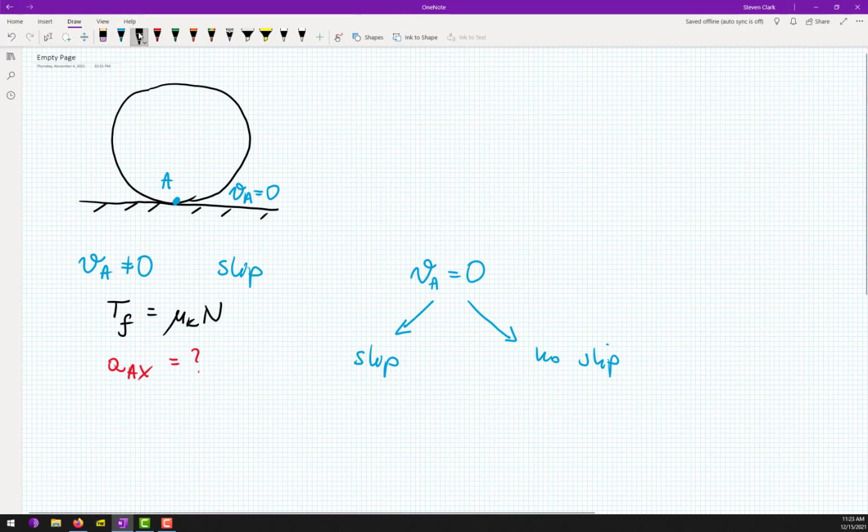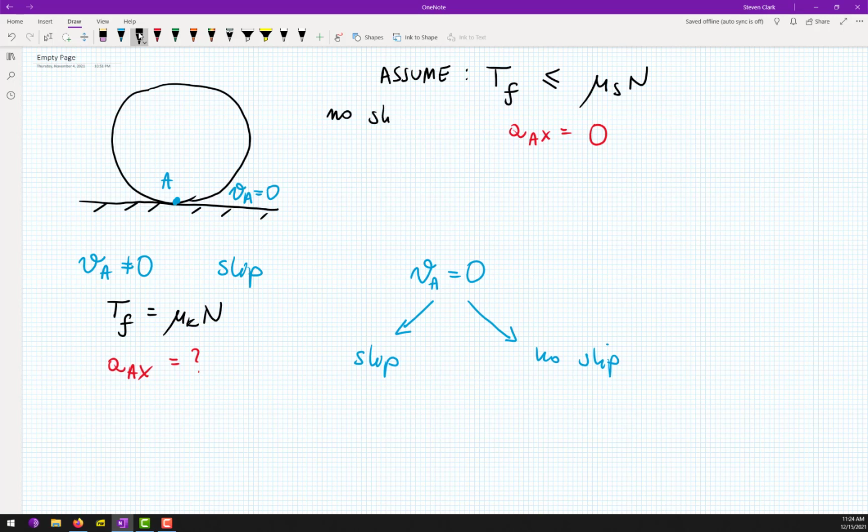So, if we have a VA equal to 0, we should first of all assume that TF is lower or equal to mu Sn, okay? And that AAX is 0. So assume no sleep. Since we assume, I'm just gonna put a question mark next to that inequality.